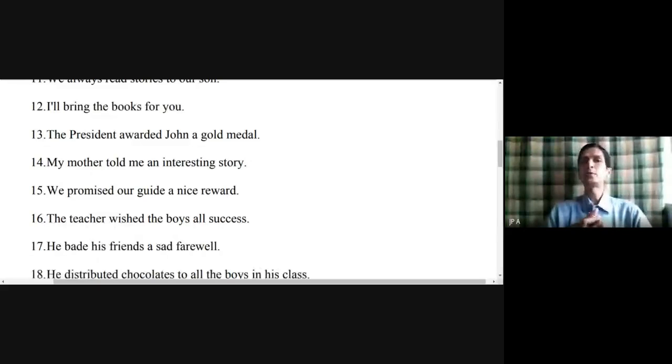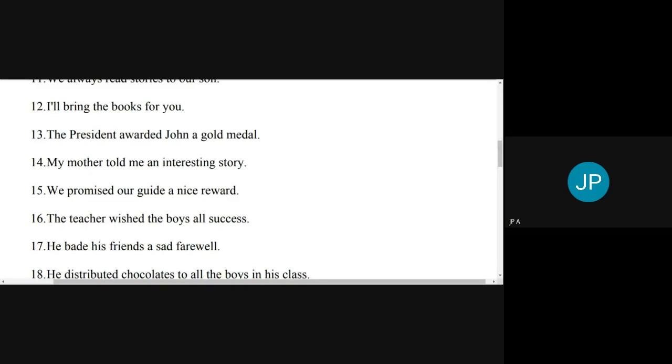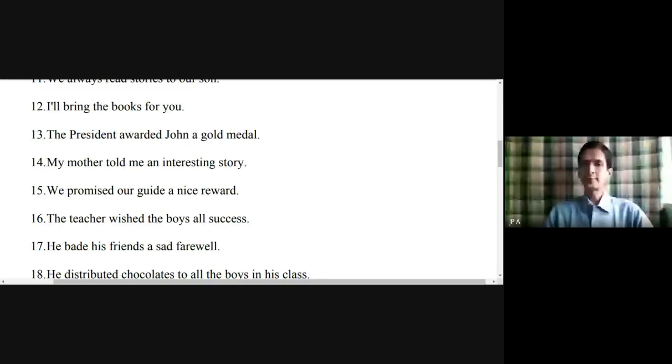So an object need not be a single word. It can be more than one word. It can be 2, 3 words. Any number of words can become the object. So a gold medal is the object, direct object here. And the indirect object is for whom or to whom is John. John is very good. Yes, your answers are all correct. John is the indirect object.